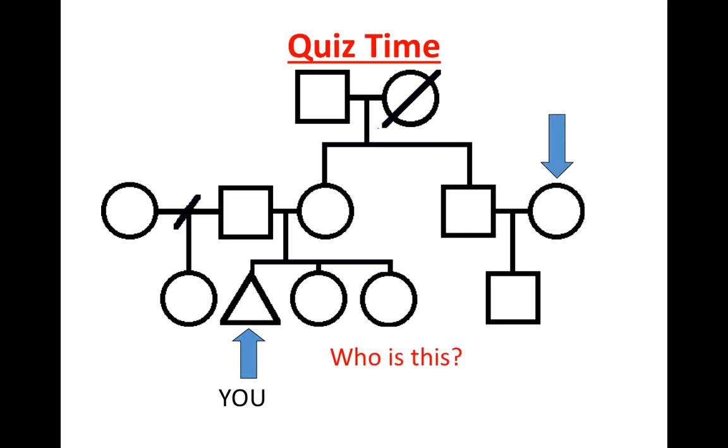Okay, who's that? Let's see. Let's trace it back. So you have a mother. Your mother has a brother. Your mother's brother has a wife. So it's your aunt.